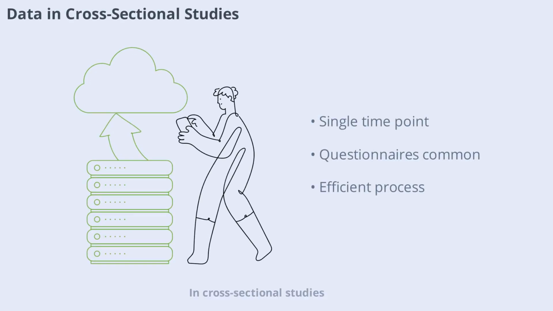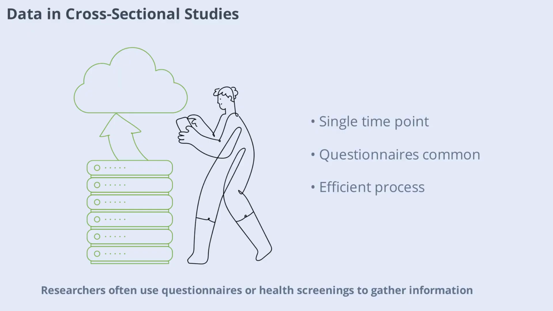In cross-sectional studies, data is collected from participants at a single time point. Researchers often use questionnaires or health screenings to gather information. The process is usually straightforward and can involve large groups. This efficiency is one reason cross-sectional studies are popular for public health surveys and epidemiological research.